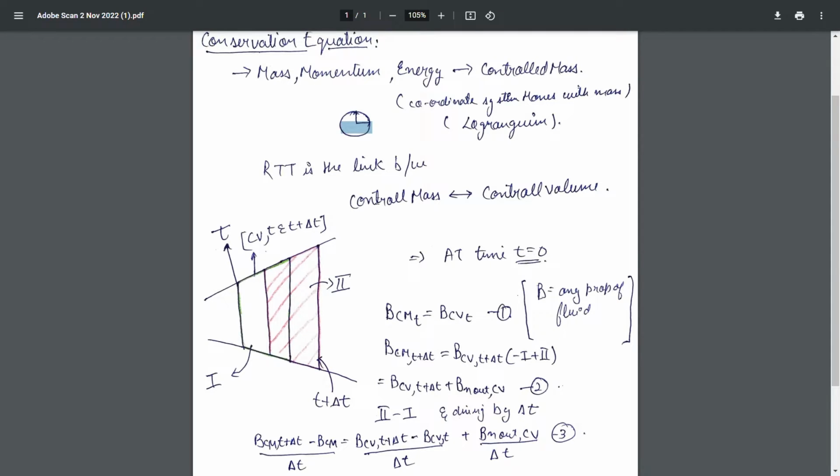So let's consider this part as the initial quantity of a fluid at time t, taking it as 1. After that, at some time t plus delta t, it has moved over here. So this is t plus delta t, and this is the second part.